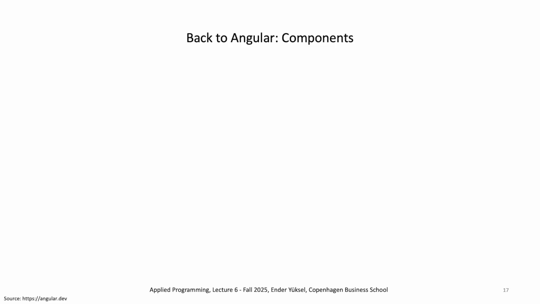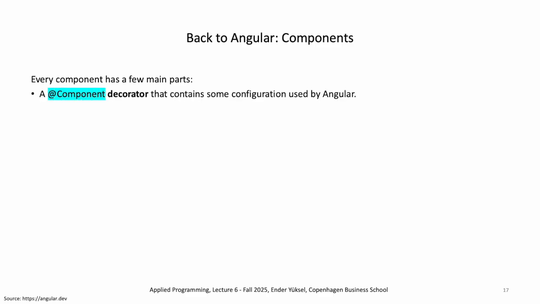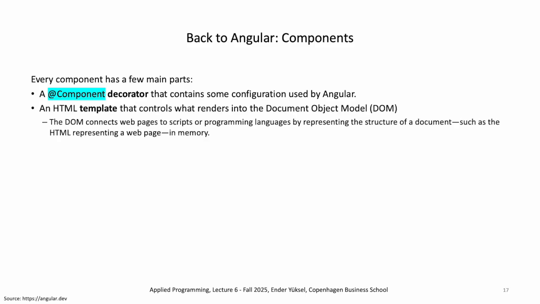Now we go back to Angular. Components. Every component has a few main parts. A component decorator that contains some configuration used by Angular. An HTML template that controls what renders into the document object model, also known as DOM.